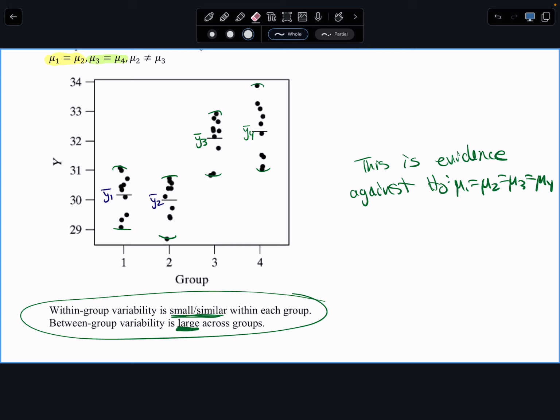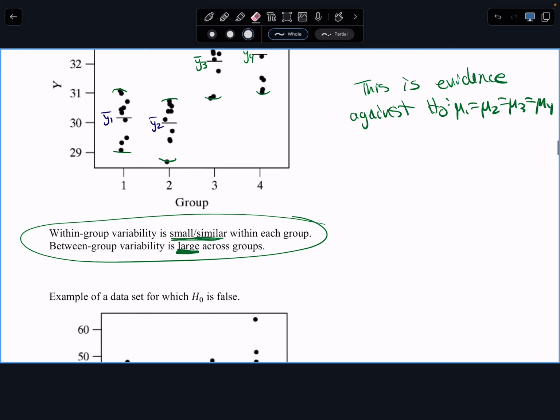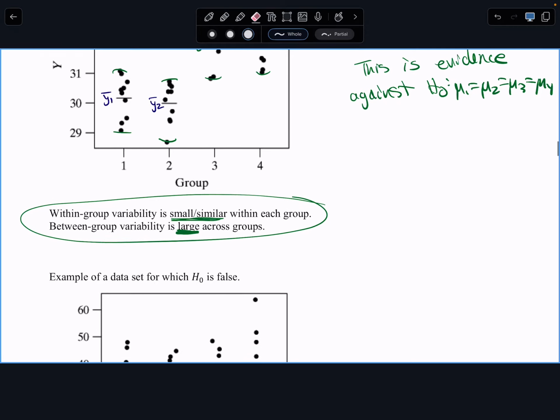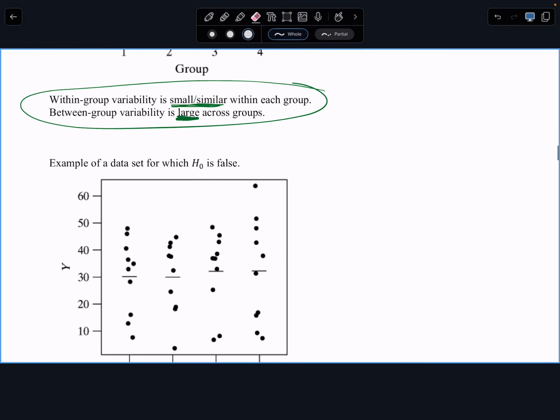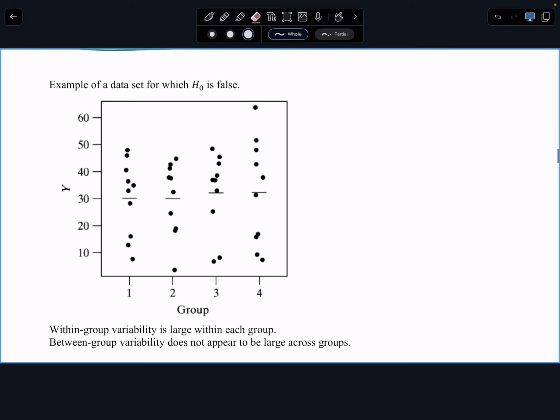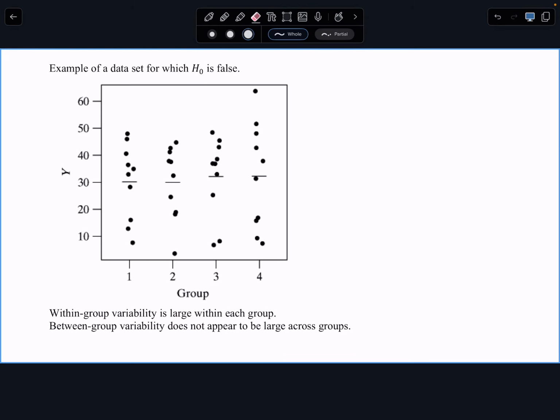Now, there are cases where we may not have very strong evidence, or some things may block us from really seeing whether we should reject or fail to reject. And so I have another case of data where my null hypothesis is false. So I generated this data, or our textbook generated this data, so that our null hypothesis, mu1 equals mu2 equals mu3 equals mu4, is false. That's how we generated this data set.